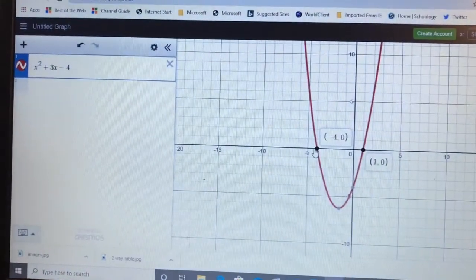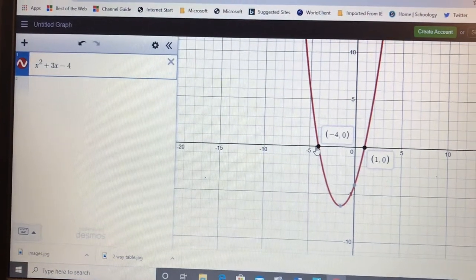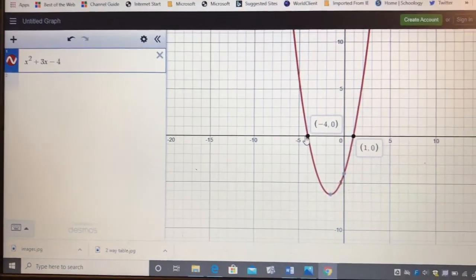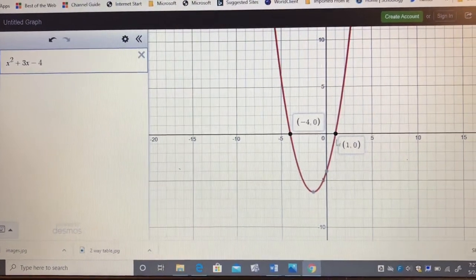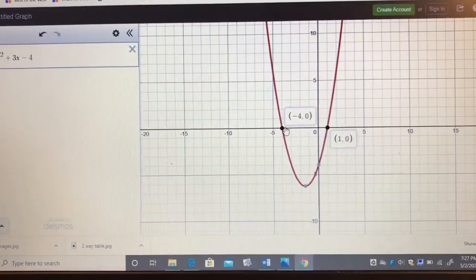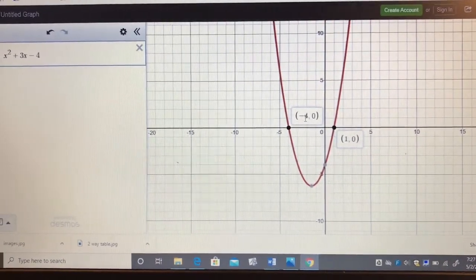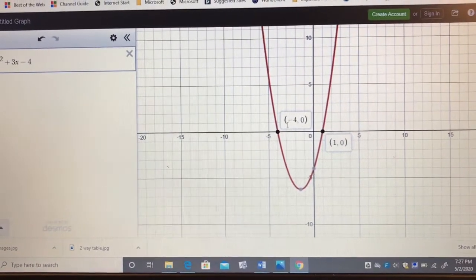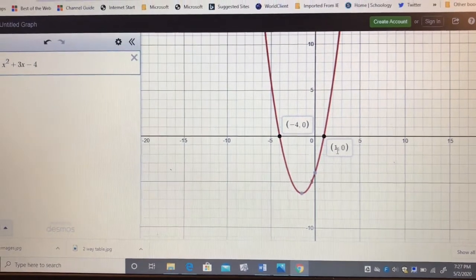So I went to Desmos and I typed that equation into Desmos, x squared plus 3x minus 4. And if we want to find where the parabola equals 0, that's why we click on the x-axis. And look, we got negative 4 and 1. But you want to write down your answers as x equals negative 4 and x equals 1.